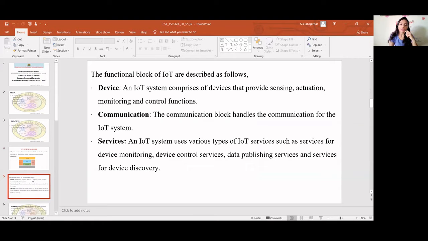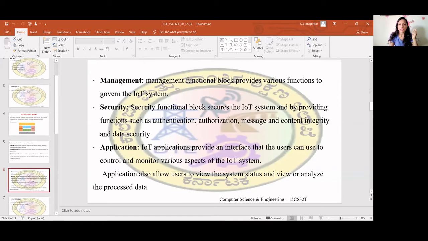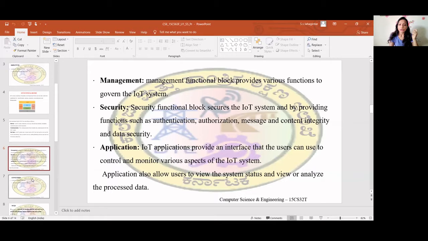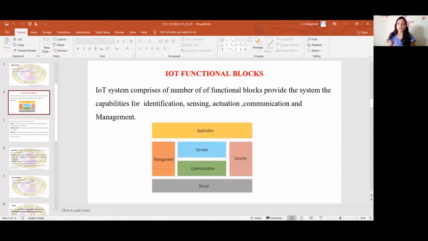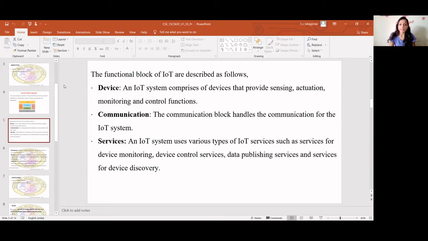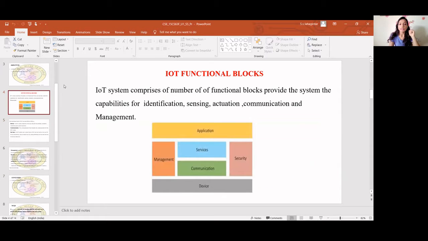Which are the functional blocks? Device, communication, service, management, security, application. Only these 6 functional blocks are there. If they ask you this question, you have to draw this diagram as well as explain it. It's very easy, but don't get confused. That's it, with the characteristics of IoT and IoT functional blocks.